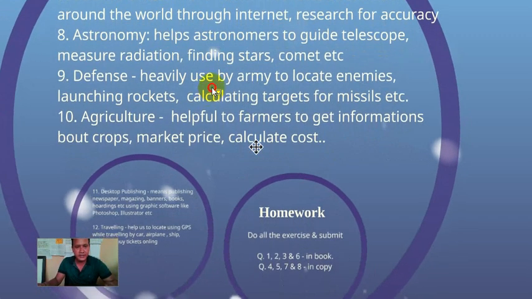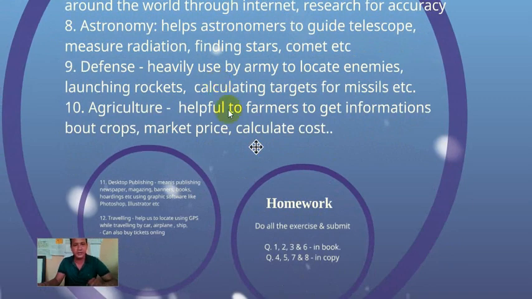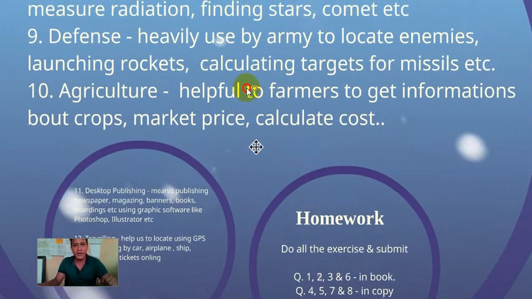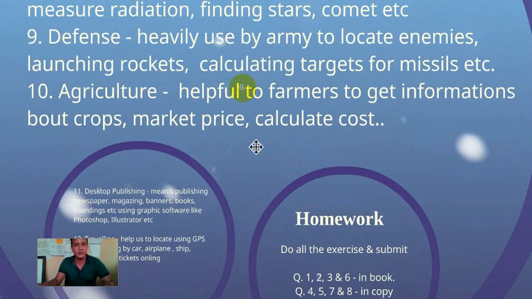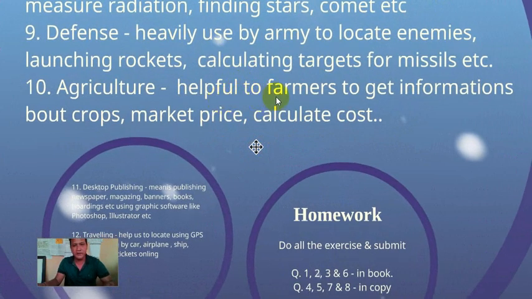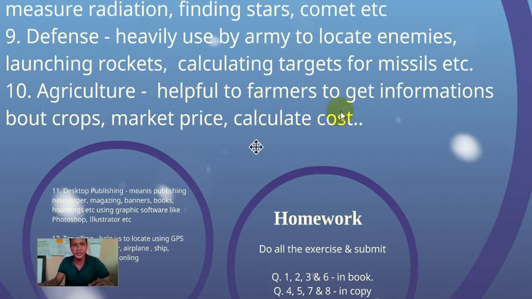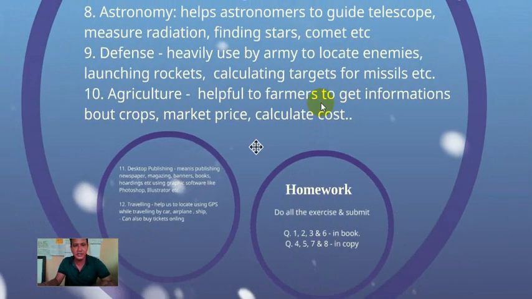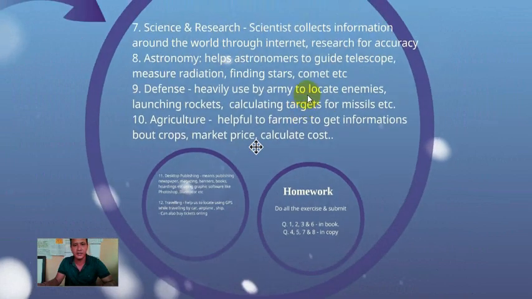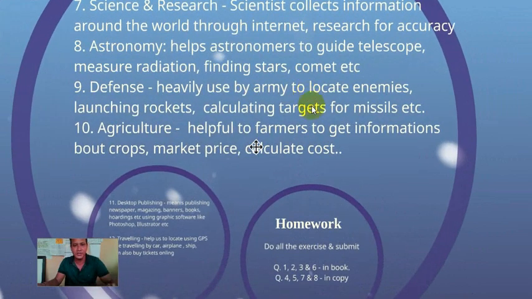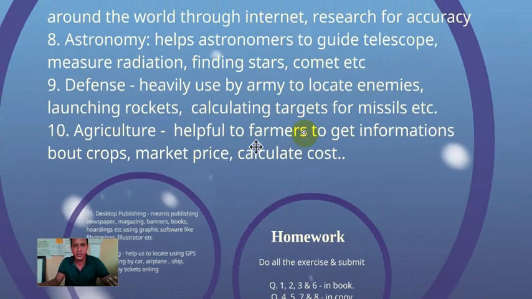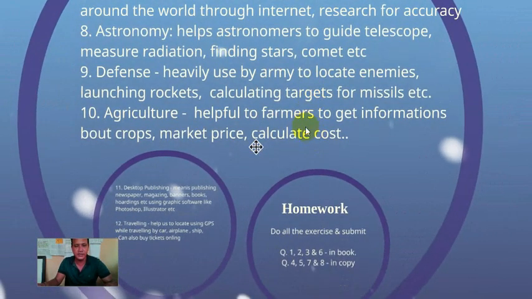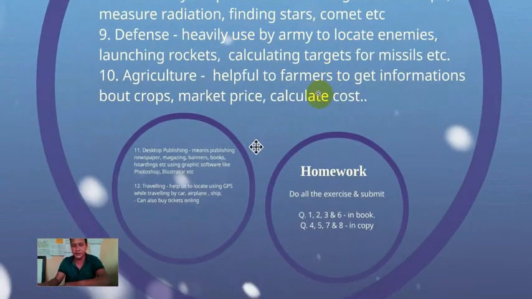So next one is agriculture. Nepal is also an agricultural country. So it's helpful for the farmer to get information about crops, market price, calculate the cost, how much they need to sell, how much they need to buy the seeds, something like that. And all the information they can get from the computer. That means they can get it from the internet using YouTube or Google or whatever it is. Okay, for the farmers it is very important.